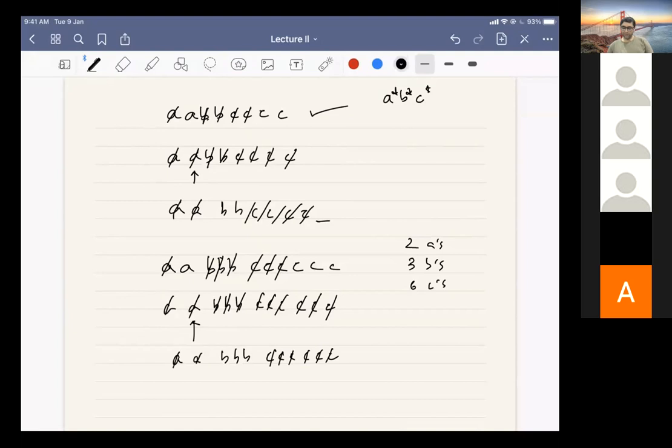We will come to this. We will try to find some A. Since there is no A which is not crossed, we will go to the right and see if there is any C which is not crossed. And there is no C which is not crossed, therefore it is also accepted.